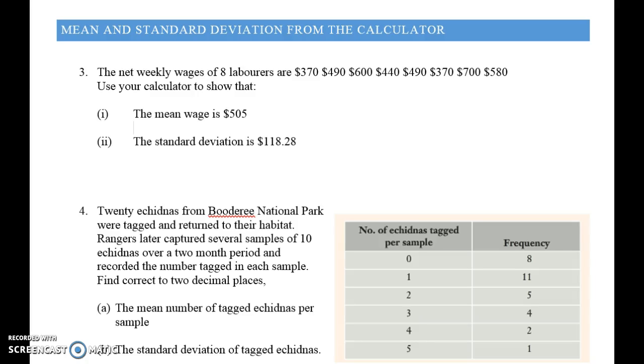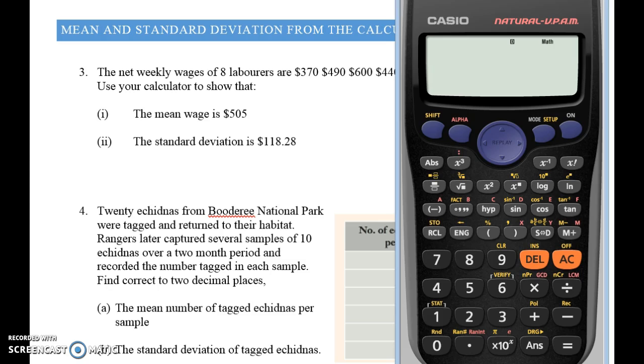So what we're going to be looking at today is being able to find the mean and standard deviation from your calculator. I've got a couple of examples here just to make sure we can all do it correctly. What we're doing is finding the mean set of wages. So I'm going to get my calculator up, here it is, and we're going to go through from the beginning of getting this onto statistics mode.